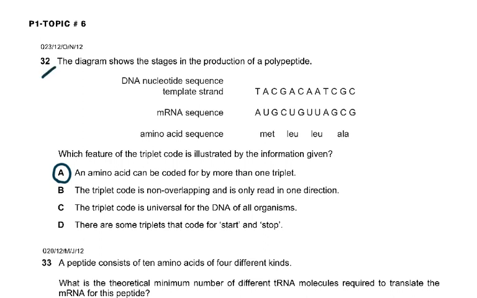The diagram shows the stages of the production of a polypeptide: DNA nucleotide sequence, template strand, mRNA sequence, and amino acid sequence. Which feature of the triplet code is illustrated by the information given? An amino acid can be coded for by more than one triplet. Now you can see LEU and LEU, and they're two different triplets for that.